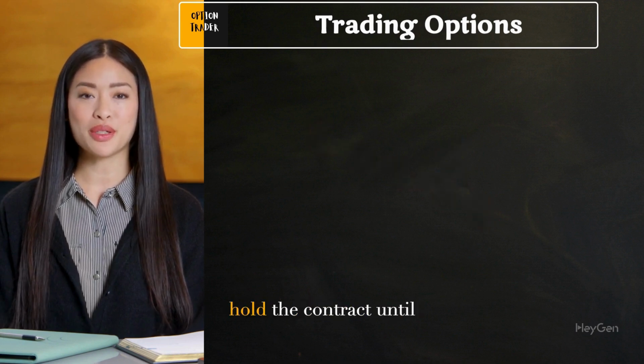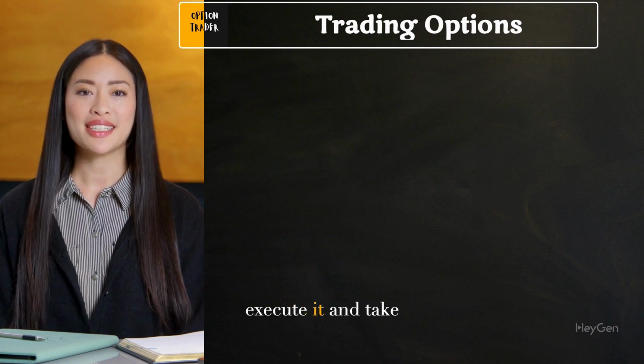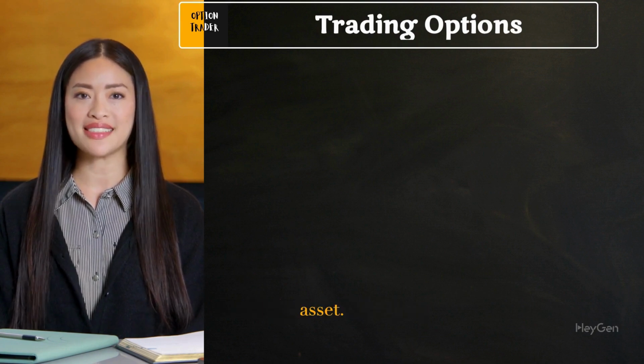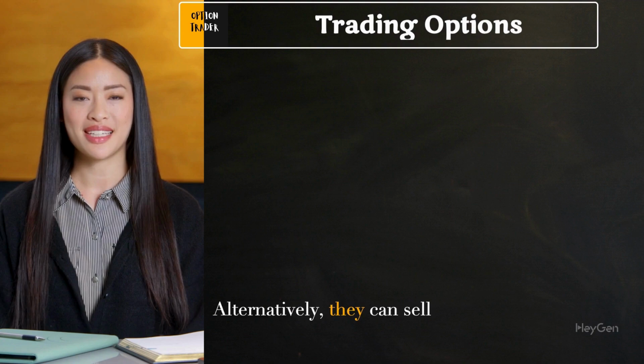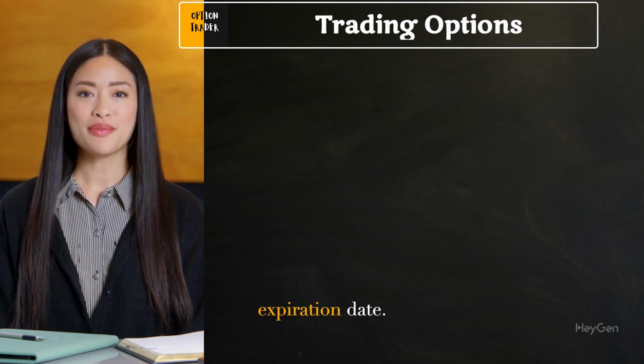The call buyer may hold the contract until the expiration date, at which point they can execute it and take delivery of the underlying asset. Alternatively, they can sell the options contract at the market price at any time before the expiration date.